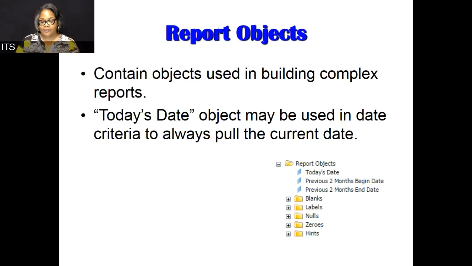And similarly, we have two other objects that provide the previous 2 months begin date or the previous 2 months end date. So it's going to look at today's date and make that calculation for you automatically and go back or go forward 2 months. And the other folders, like I said, just allow you to add blanks and nulls if you need to build more complex queries. If you need to do that, then you may want to get the training guide for Business Objects to figure out how to do that. It's not that intuitive, but it works.